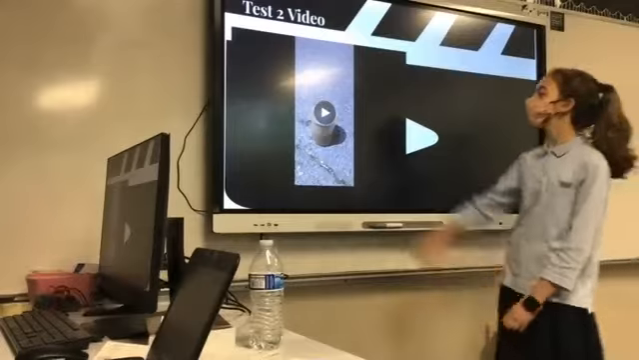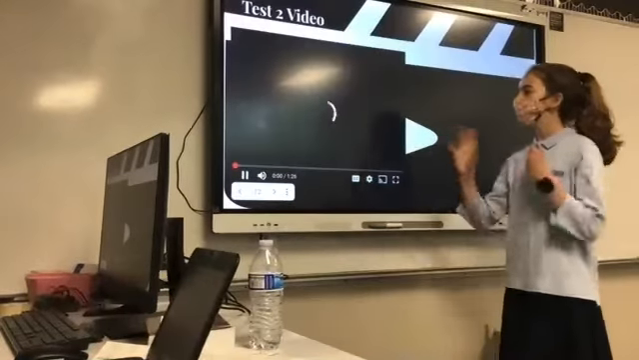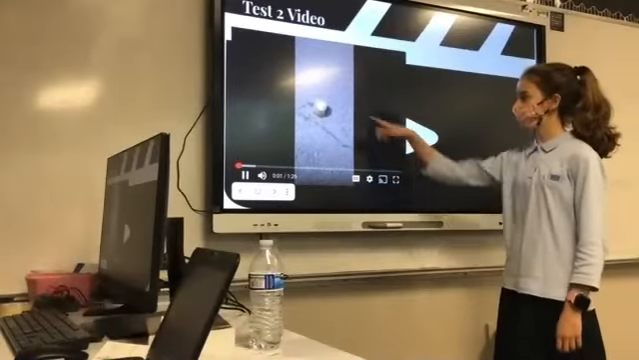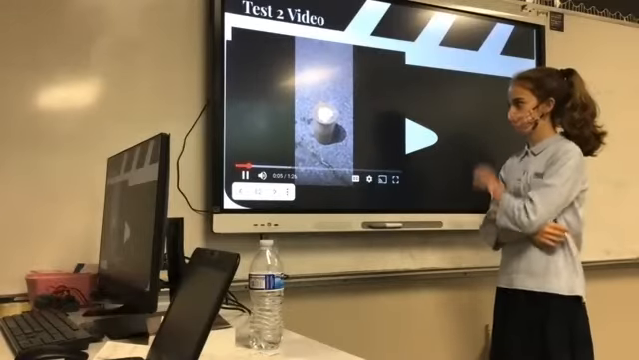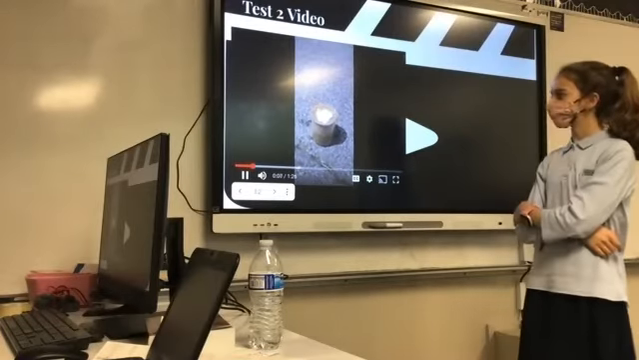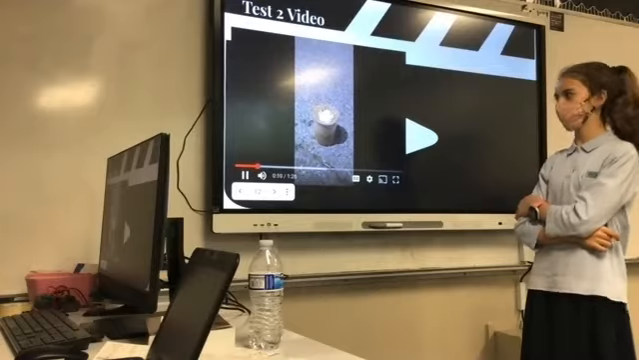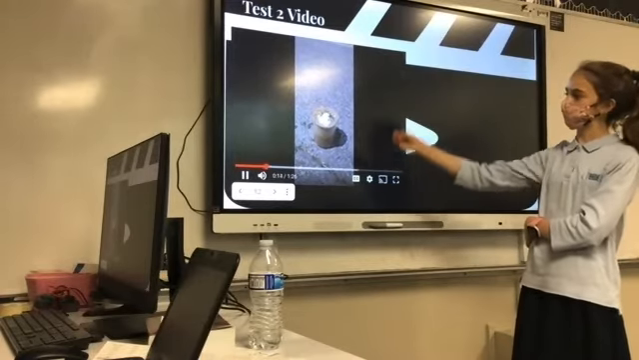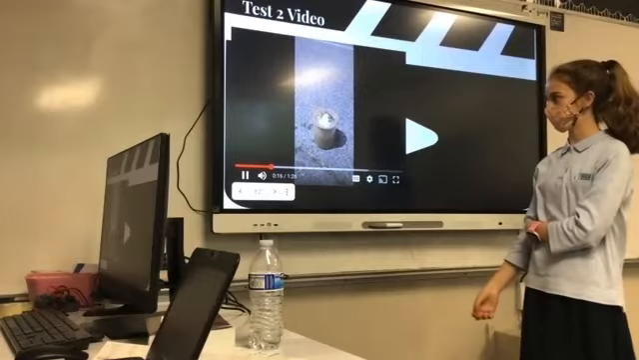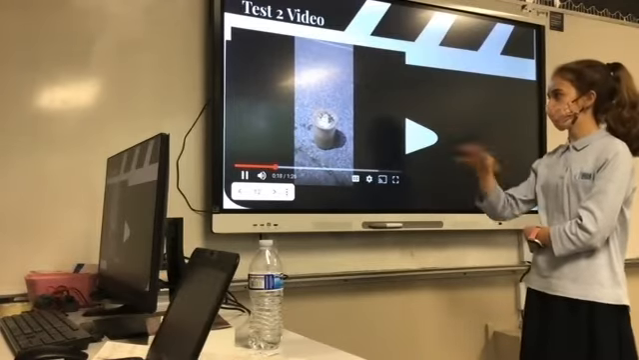And then test two video, as you can see, the powdered sugar got super duper clumpy. And as you'll see in a minute, in the video, a lot of little snakes came out of the fire. See, there's a lot of little ones instead of one big solid fire snake. That's because of the clumpiness of the sugar.